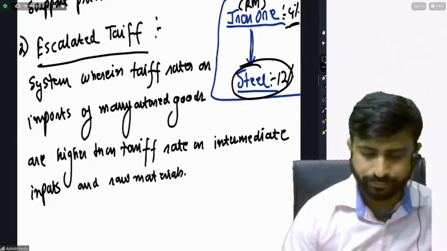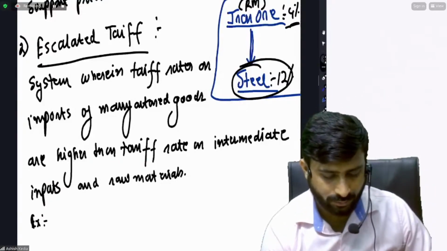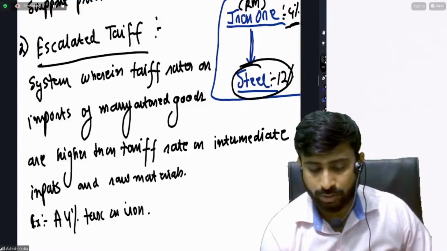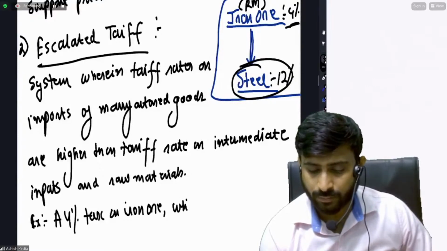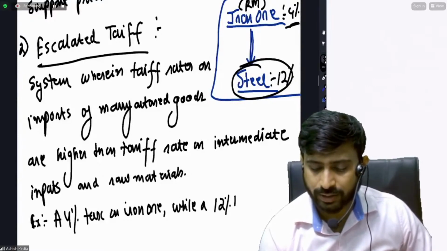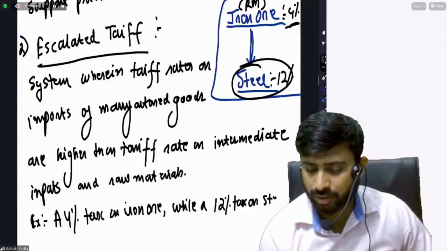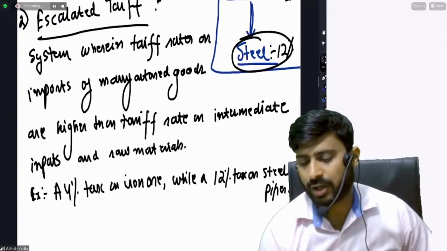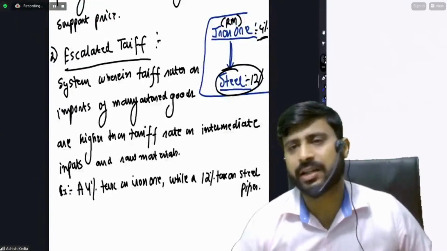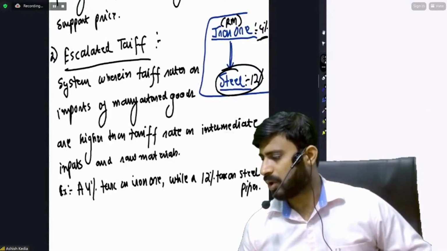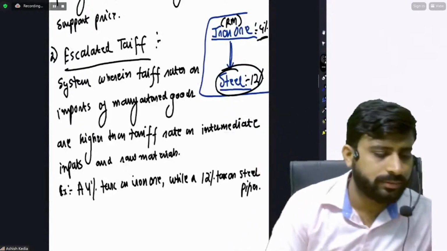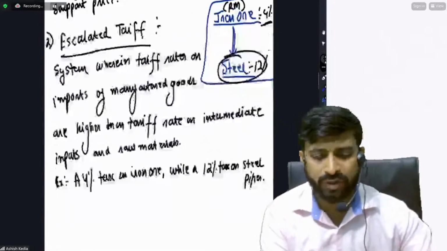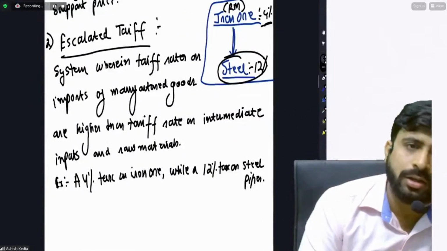For example, a 4% tax on iron ore, while a 12% tax on steel, on steel products or steel pipes. Understood, everybody? That is called escalated tariff. Hopefully, it's crystal clear to all of you. Shall we proceed, friends, to the third one, if you may?